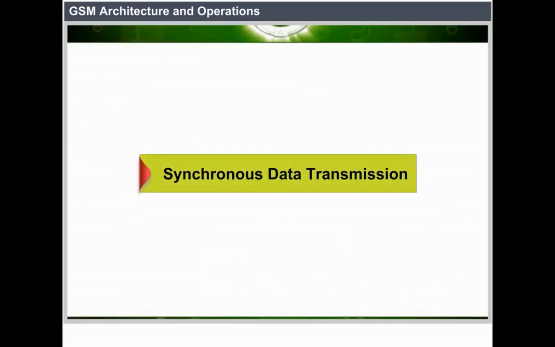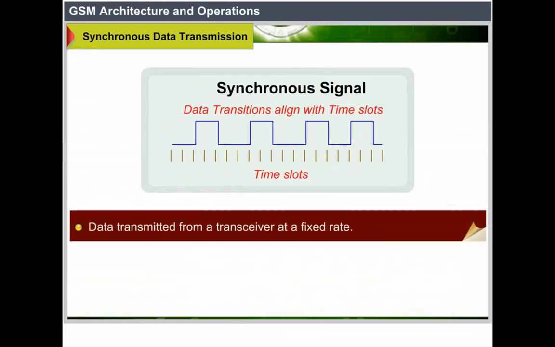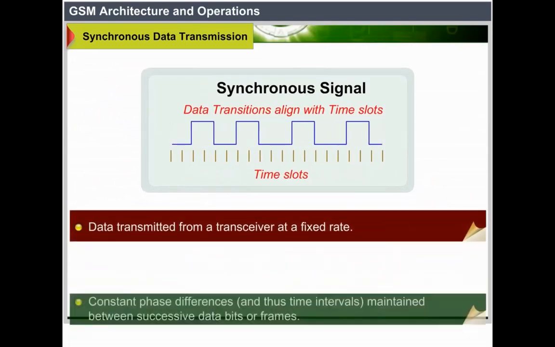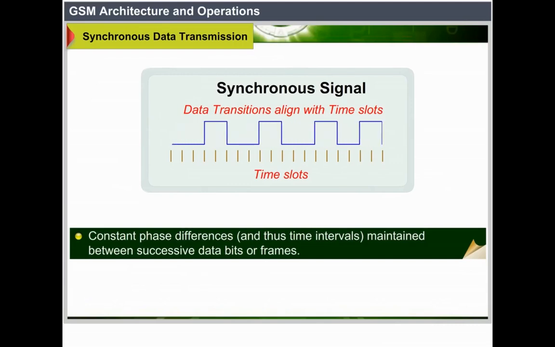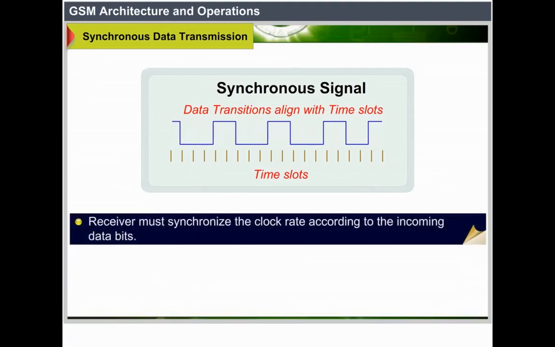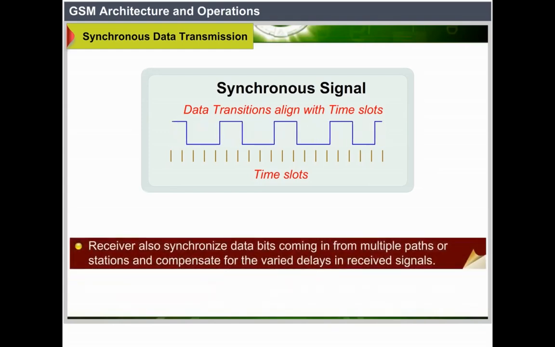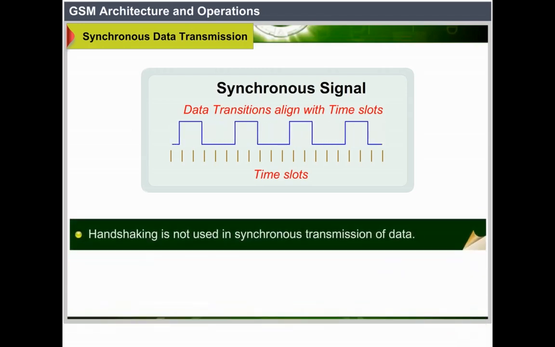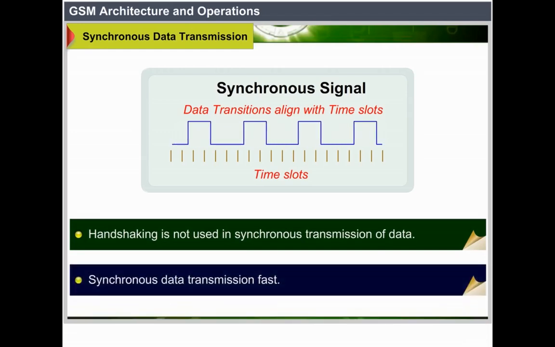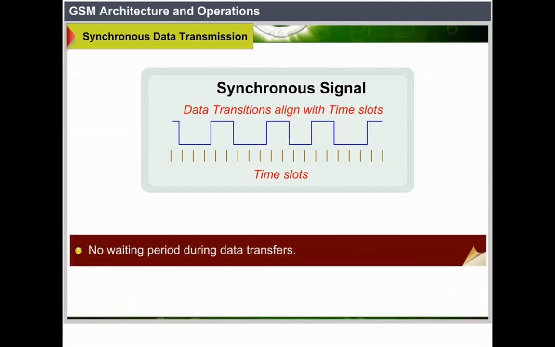Synchronous data transmission. Data is transmitted from a transceiver at a fixed rate. Constant phase differences, and thus time intervals, are maintained between successive data bits or frames. The receiver must synchronize the clock rate according to the incoming data bits. The receiver also synchronizes data bits coming in from multiple paths or stations and compensates for the varied delays in received signals. Handshaking is not used in synchronous transmission of data. Synchronous data transmission is fast. There is no waiting period during data transfers.